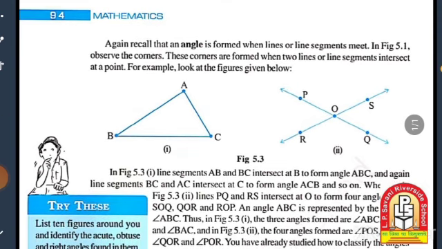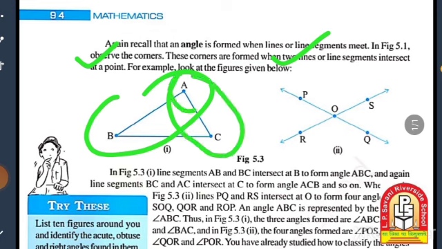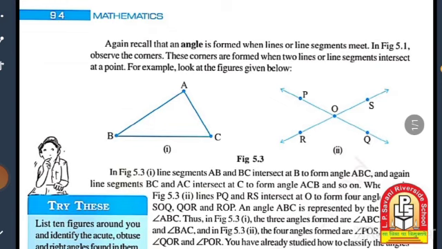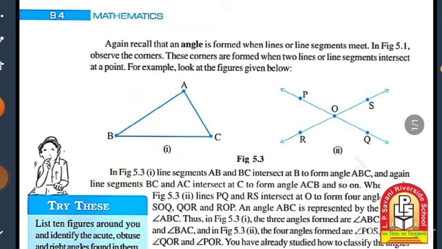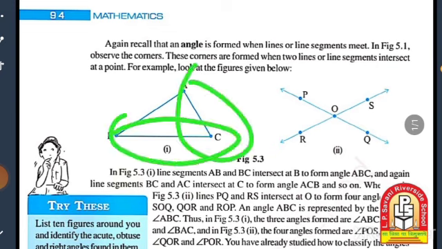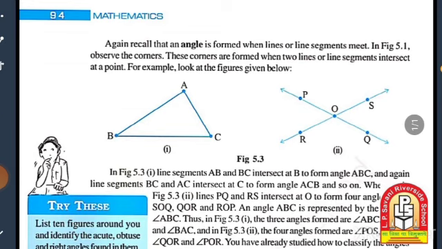Again recall that an angle is formed when lines or line segments meet. Here you can see that two line segments meet at the point A. AB and AC meet at the point A, and then AB and BC meet at the point B, and BC and AC meet at the point C. Then next, PQ and RS meet at the point O, the origin.